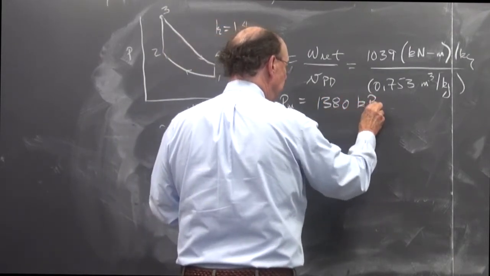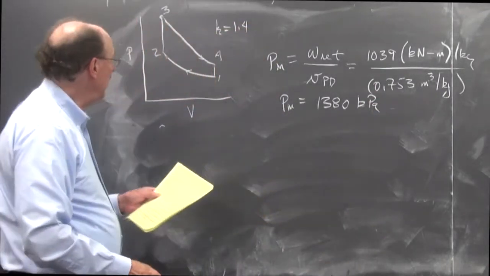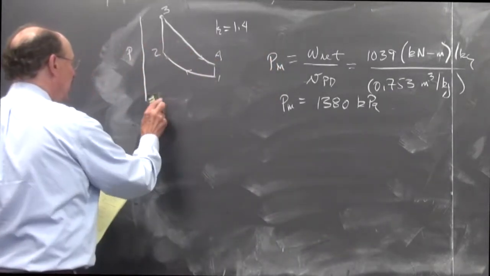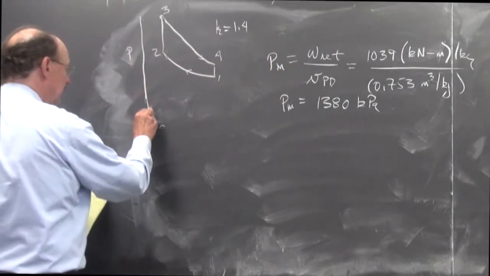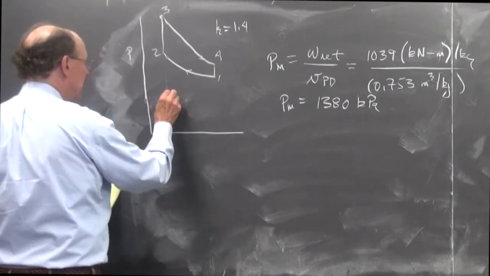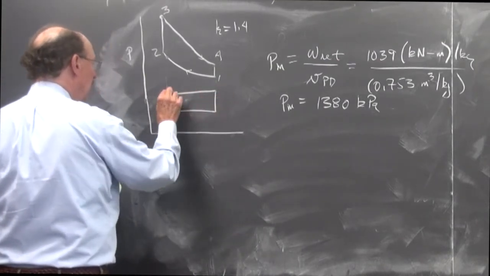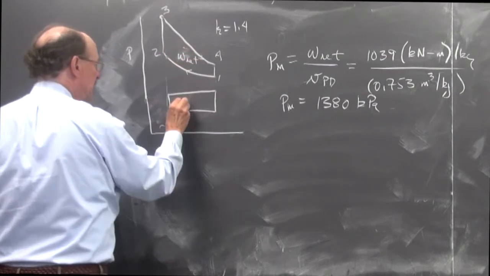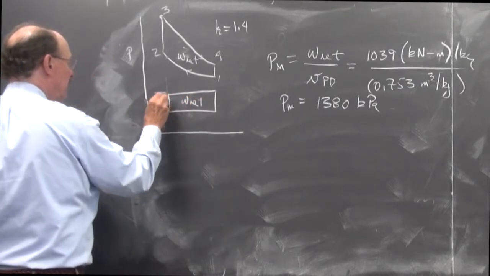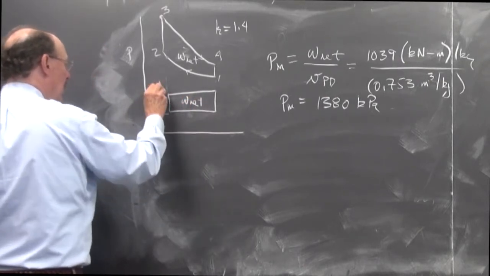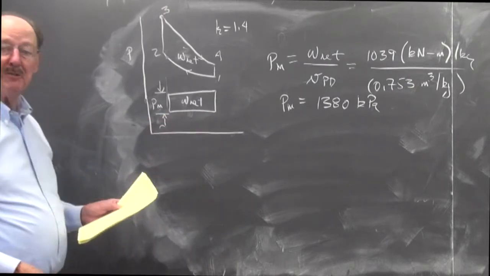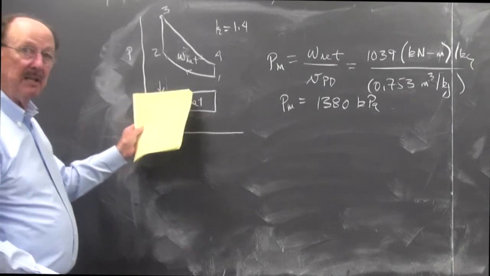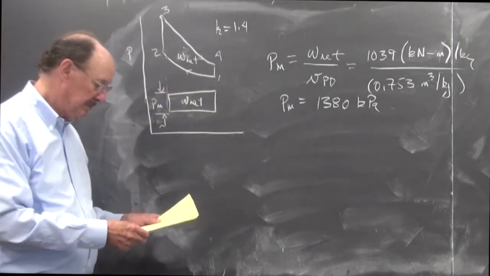1380 kPa. So we're able to find out, and as you may or may not remember, the mean effective pressure is basically, if this is W net, this is W net, and this is P sub m. So the mean effective pressure is an artificial pressure. It's basically the ordinate when I make the W net a rectangle.